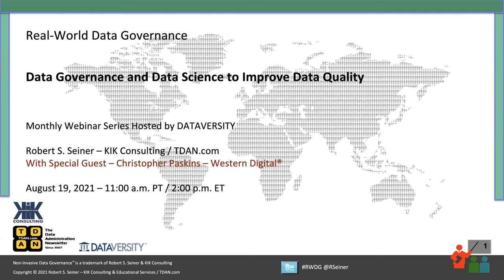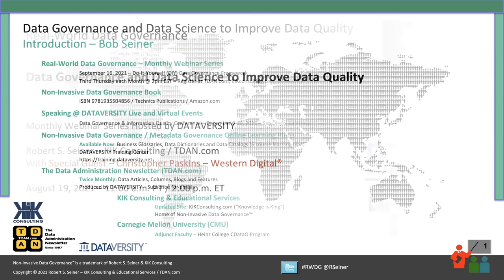I'll tell you a little bit about Chris in a minute here. But this is an important topic, one that we have been looking forward to presenting on for a while now. Certainly data science is something that's important to everybody. A lot of folks are looking at data governance to help improve data quality. Let's look at ways that we can marry up data governance and data science, or at least bring them closer together, with the focus on improving the quality of the data in the organization.